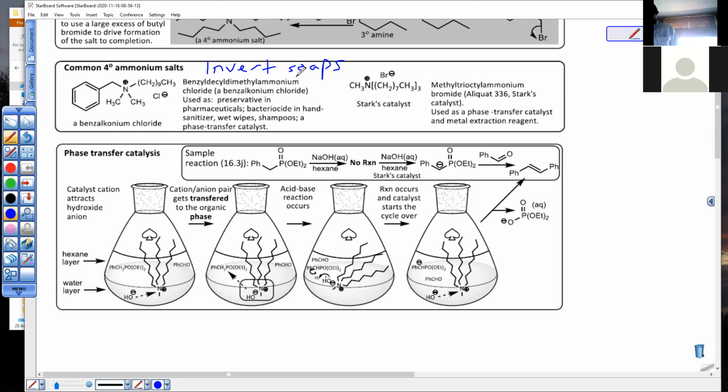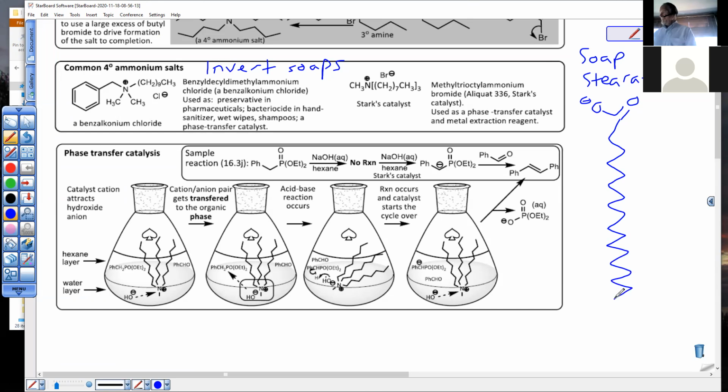Okay. Invert soaps. What makes them invert soaps? Well, if you recall a traditional soap, I will sketch one real quickly over here. Stearate ion was a good soap. Stearate has a carboxylate over here. Carbonyl, 2, 4, 6, 8, 10, 12, 14, 16, yes, 18. Stearate is octadecanoate, the conjugate base of octadecanoic acid.